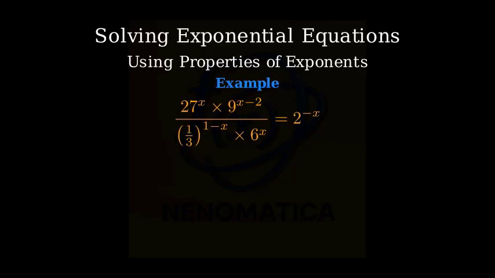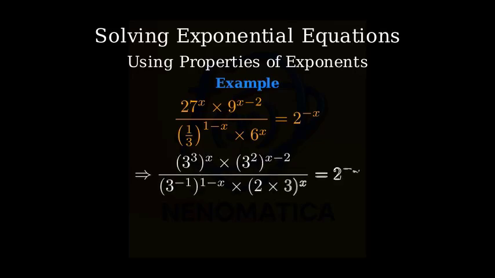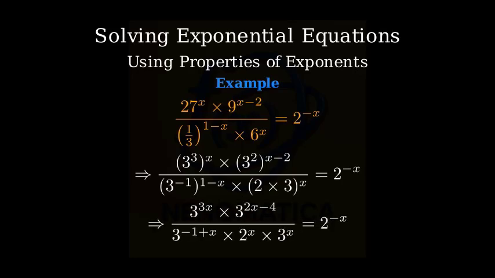Let's start by rewriting each expression in terms of its prime factors. We know that 27 equals 3 cubed and 9 equals 3 squared. Also, 1/3 equals 3 to the negative 1, and 6 equals 2 times 3. Now we can use the property that says when we raise a power to another power, we multiply the exponents. So 3 cubed to the power of x becomes 3 to the 3x power. Similarly, 3 squared to the power of x minus 2 becomes 3 to the power of 2x minus 4.